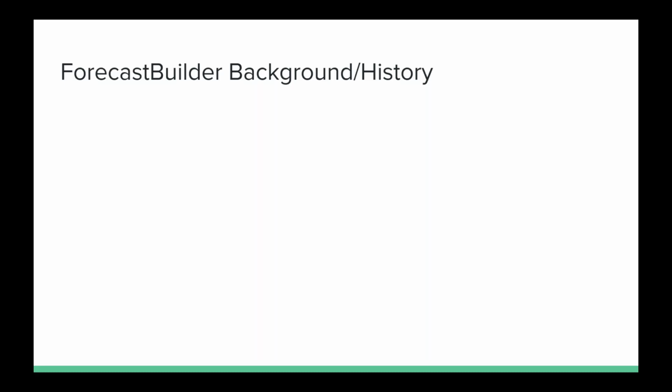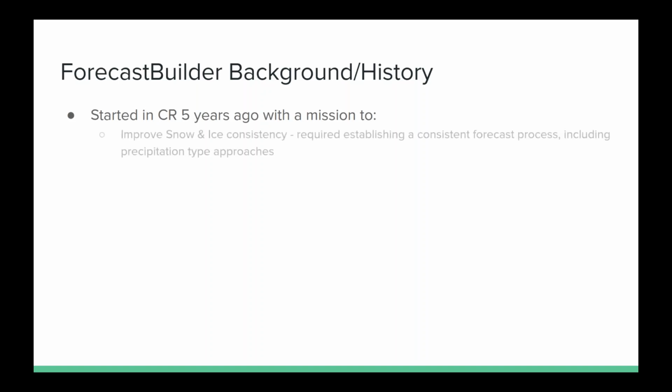So let's look a little bit back at ForecastBuilder history. The whole program started, amazingly, 5 years ago here in Central Region, and we had developed it because we really wanted to improve snow and ice consistency. Pre-ForecastBuilder, every office sort of had their own approach at doing this, and it resulted in a lot of inconsistencies and collaboration struggles and all of that. But to do snow and ice consistency, because there are so many different elements that go into making snow and ice, you essentially have to establish a consistent forecast process, including the precipitation type approach.